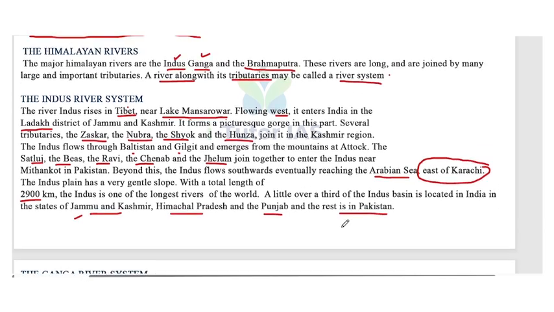So the Indus river system is one of the longest in the world, and it rises from Tibet near Lake Manasarovar. It flows in a west direction, and it enters India in the Ladakh district of Jammu and Kashmir. It has many tributaries like Satluj, Beas, Ravi, Chenab, Jhelum, and also Zaskar, Nubra. So these are some of the tributaries of the Indus, and it eventually reaches the Arabian Sea.